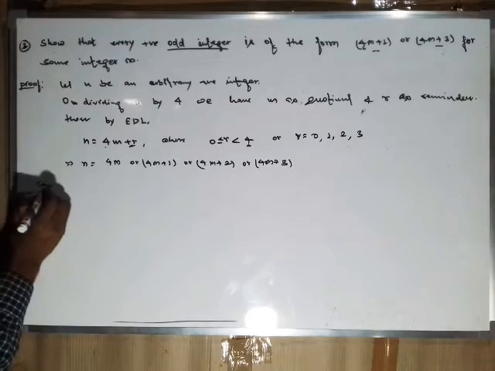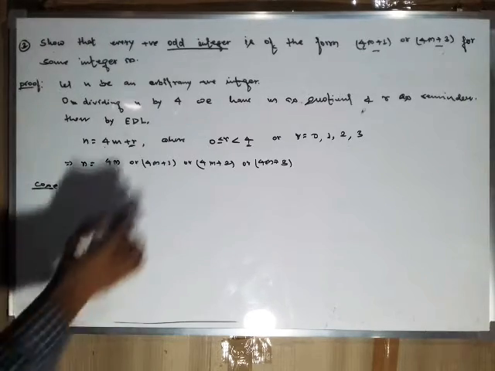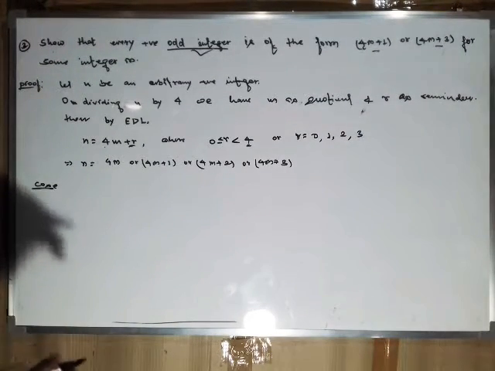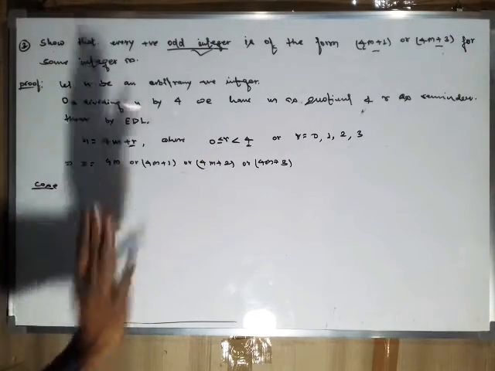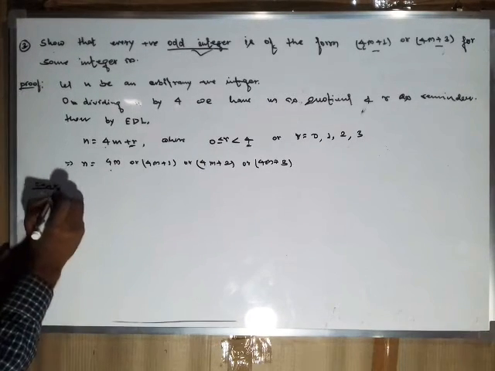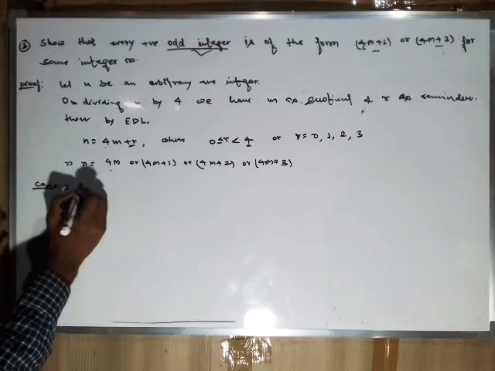Now here, only we have to show that odd integer is of the form 4m plus 1 and 4m plus 3. Means here you can see two extra forms, 4m and 4m plus 2, which we have to remove. How will we remove them? Case first.